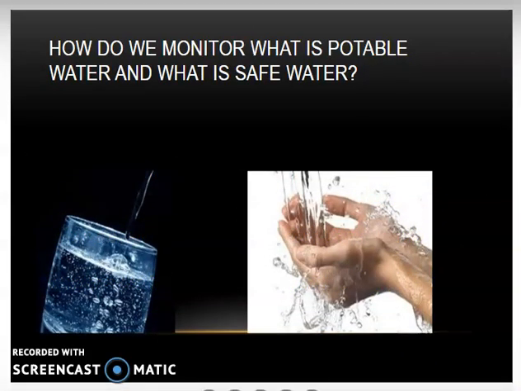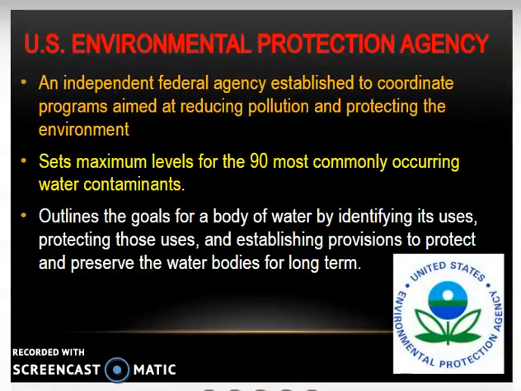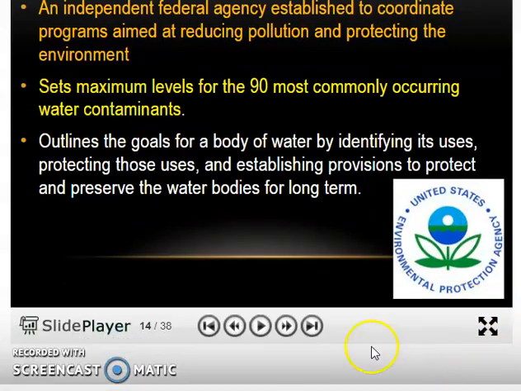So how do we monitor what is potable water and what is safe water? The U.S. Environmental Protection Agency is the governmental group that is responsible for monitoring our water. They're looking at reducing pollution and protecting the environment all at the same time. They set maximum levels for the 90 most commonly occurring water contaminants. So they determine how much is okay to have for each of the different contaminants in our water.